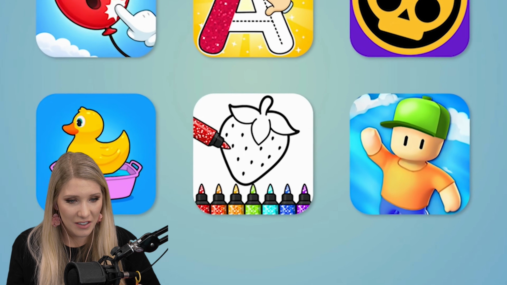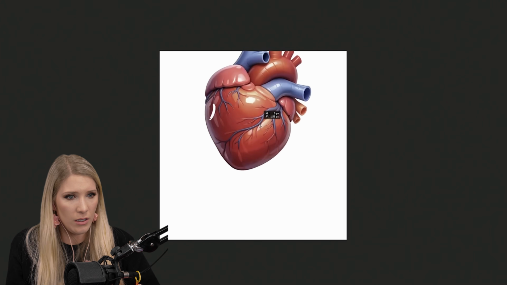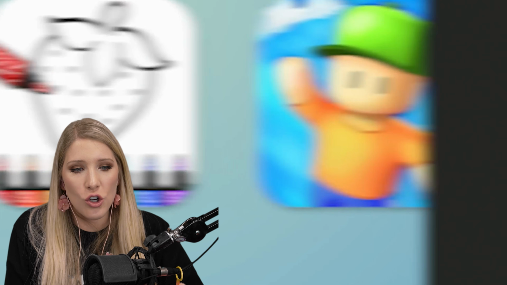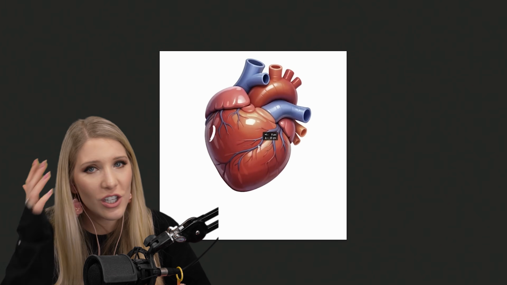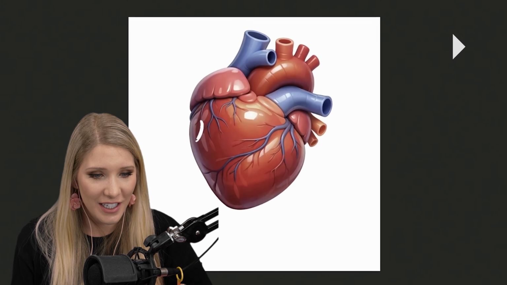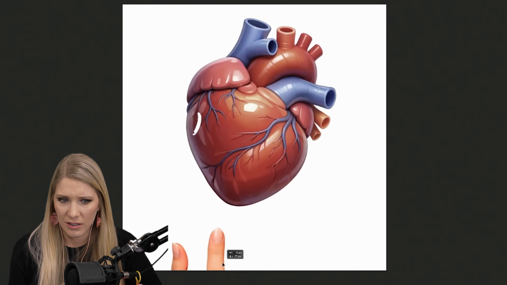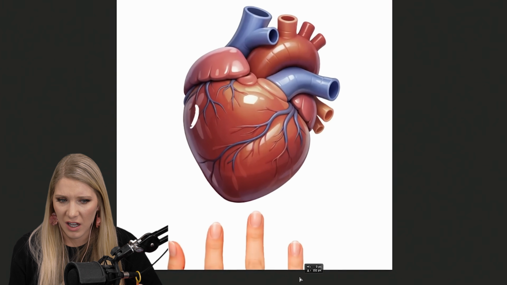Now, for kids' coloring pages, I'll start by dropping in an image of a heart. We went from a strawberry to a heart. It's almost the exact same shape. I mask out 5 fingers and place them in the same spot as the markers in the original image.